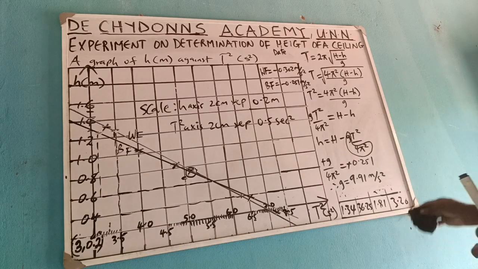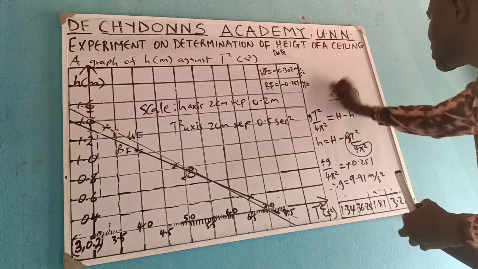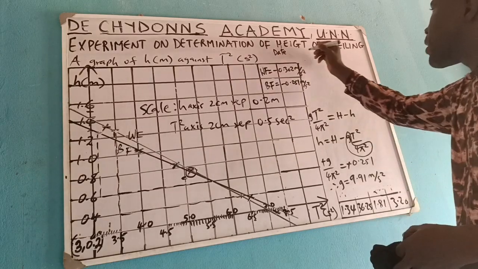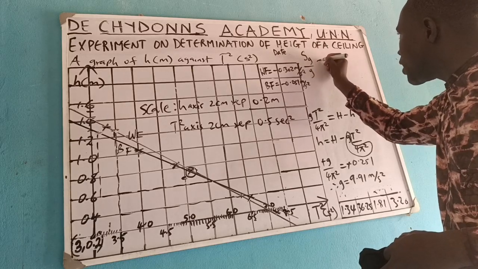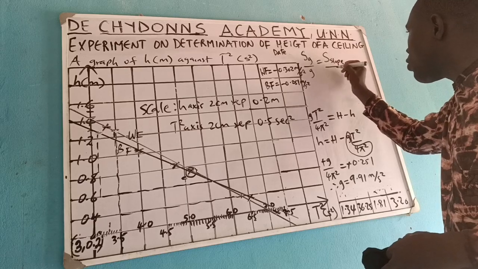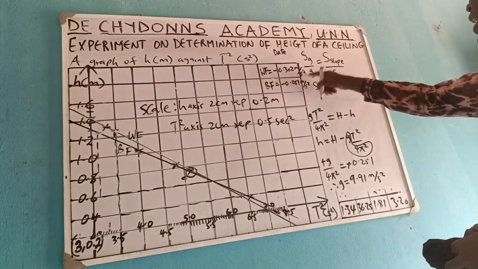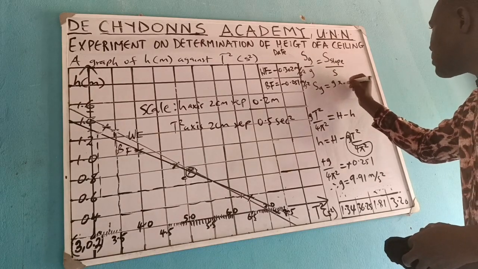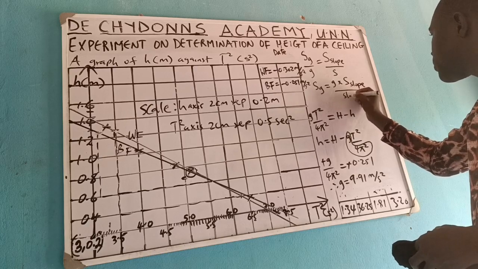We will get it. Okay, the error in g can be gotten using this formula. We say error in g all over g equals standard error in slope all over slope. Then making error in g the subject of the formula: g times standard error in slope all over slope.